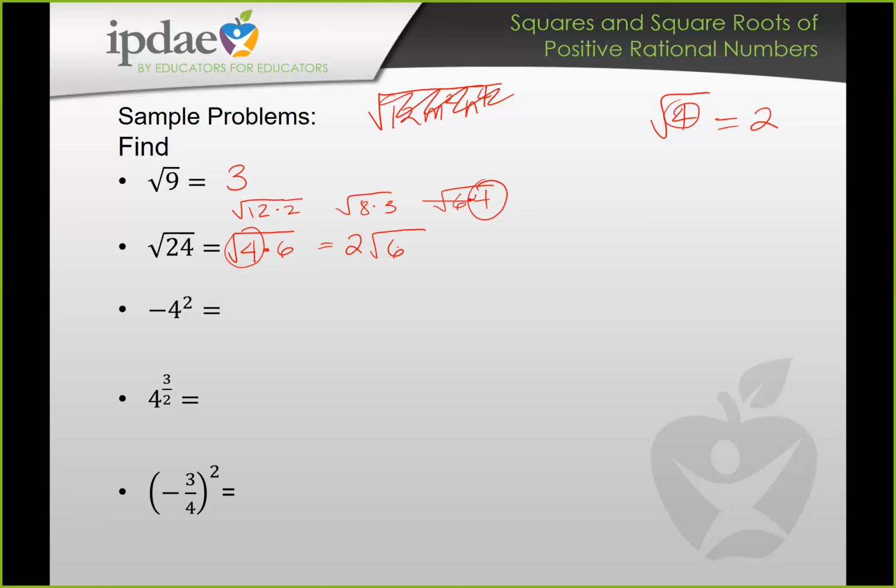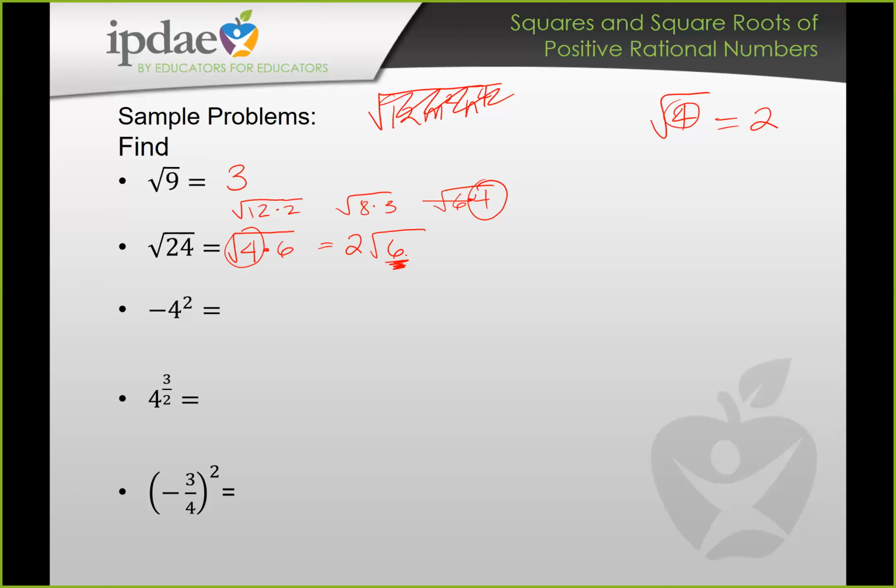So in this case, the number 6 will have to remain in jail because it can't change to a different person to get out of that radical sign, to get out of jail. Okay, this time we're going to talk about the next problem.